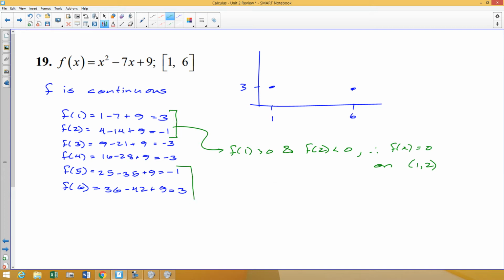It turns out that we did also show a second x-intercept on the interval 5 to 6. So the intermediate value theorem guarantees one, and in this case we actually found two values on 1 to 6 where the function would equal 0.